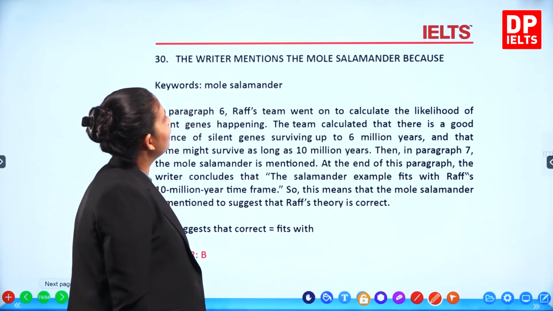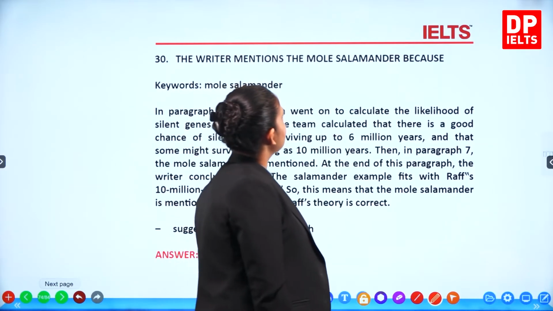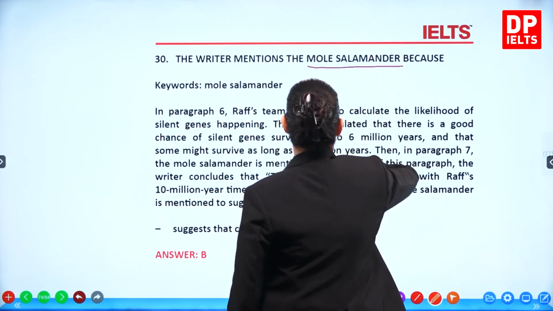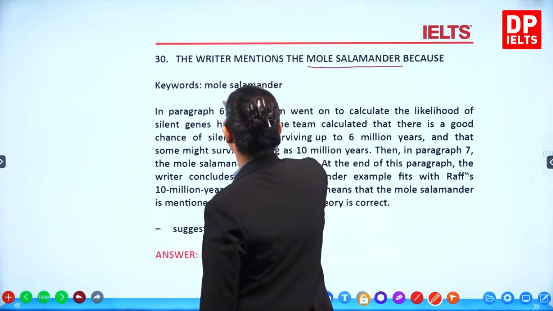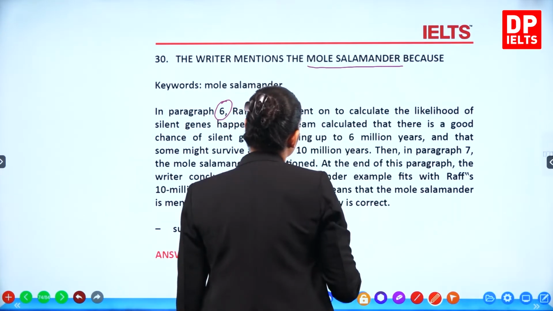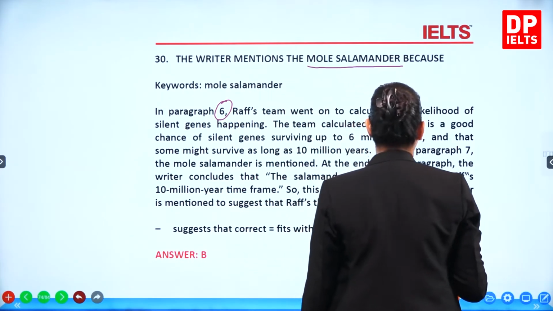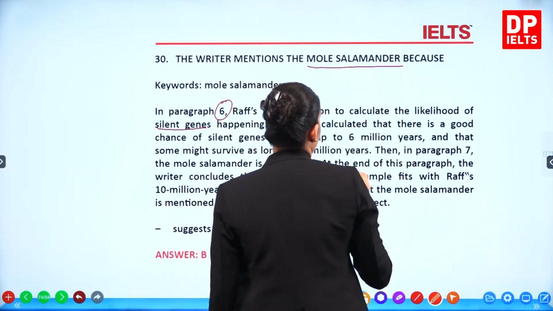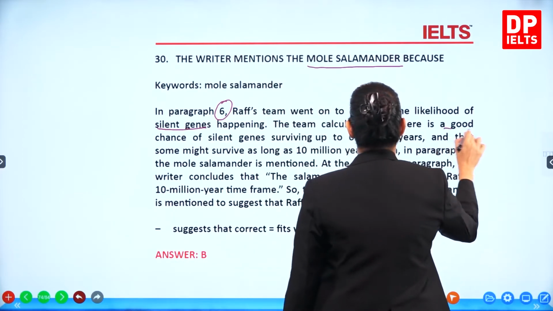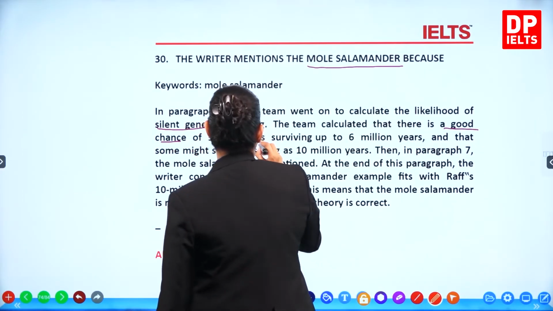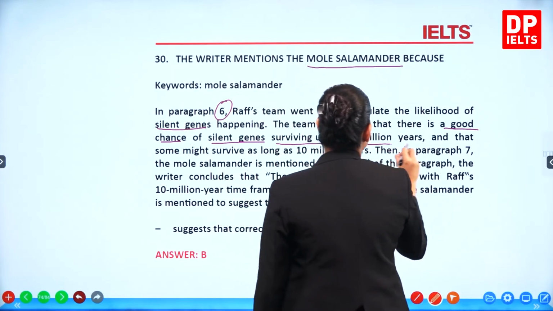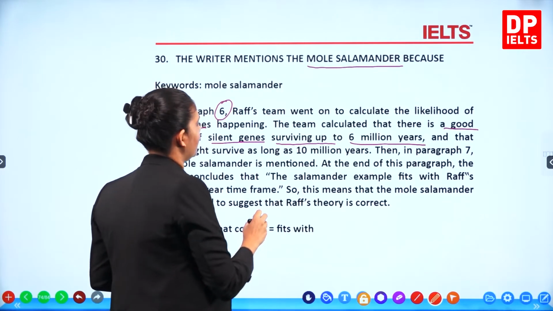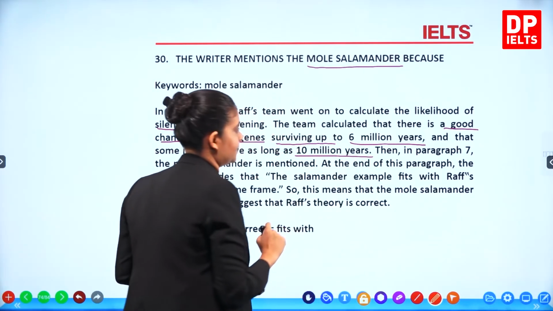30. The writer mentions the mole salamander because, right, mole salamander. Go to para 6. Raff's team went on to calculate the likelihood of silent genes surviving. The team calculated that there is a good chance of silent genes surviving up to 6 million years, and that some might survive as long as 10 million years.